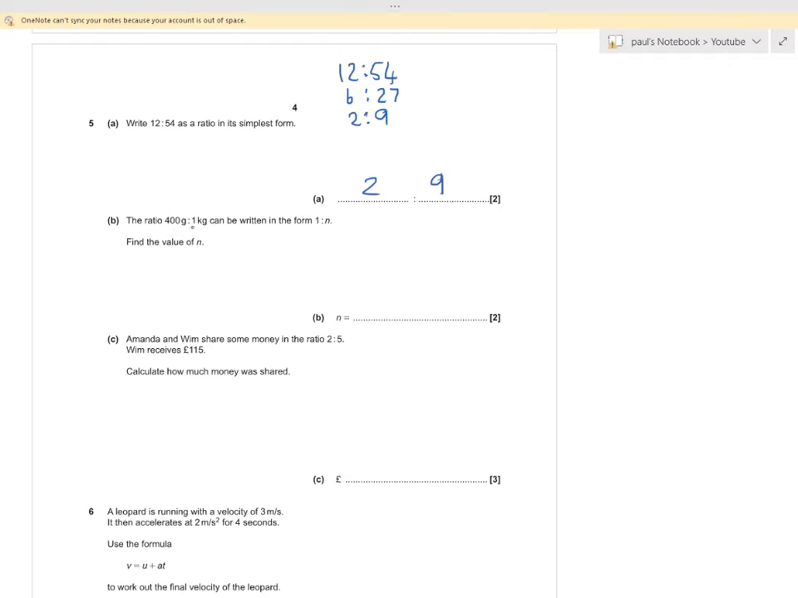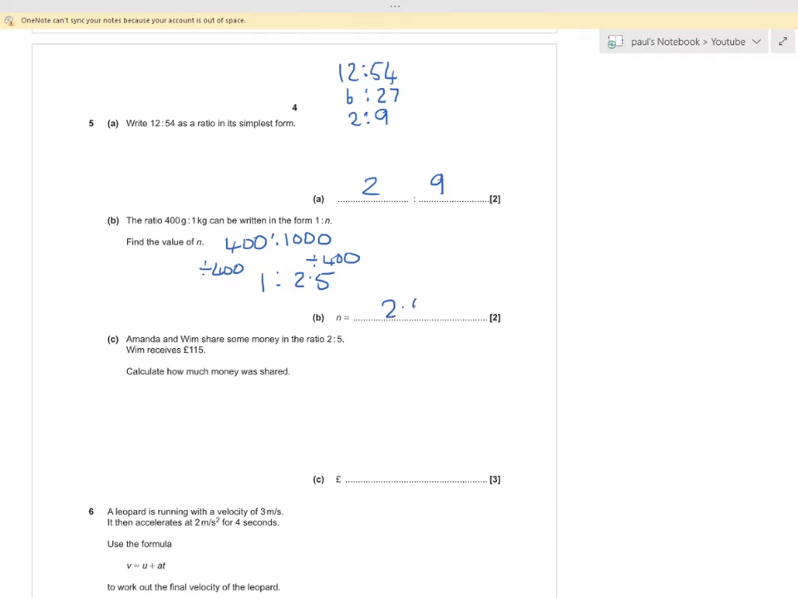The ratio of 400 grams to kilograms is 1 to n. So 400 to 1,000, that makes it the same units. 1 to n. So divide that by 400 to get 1, and divide that by 400. So 1,000 divided by 400 is 2.5. n is 2.5.